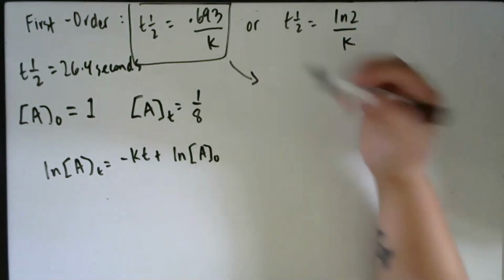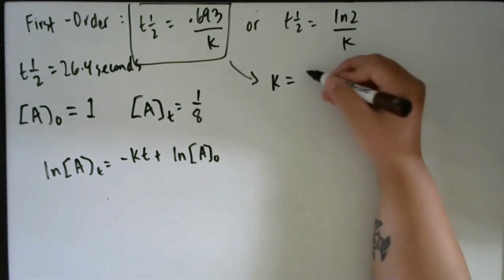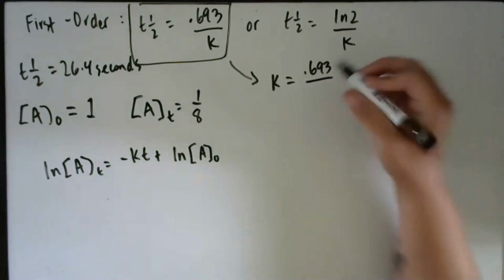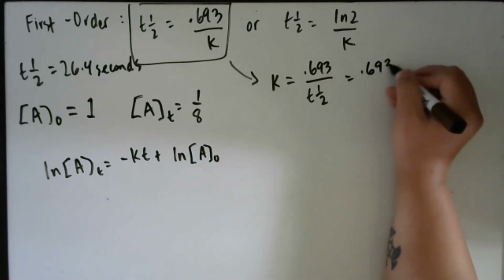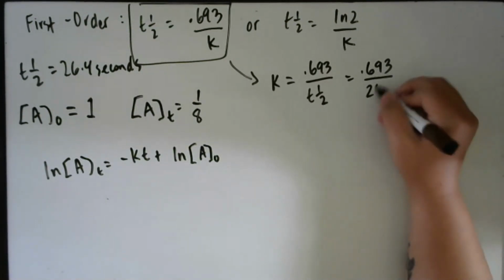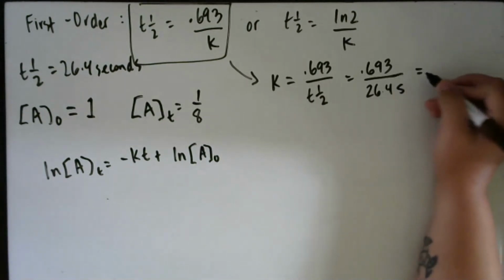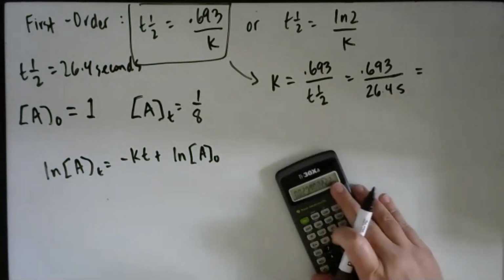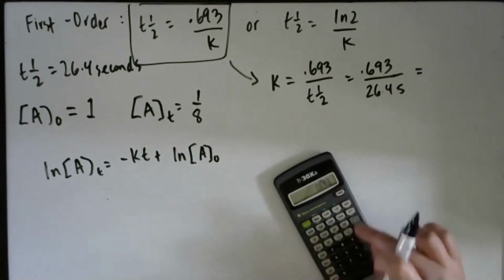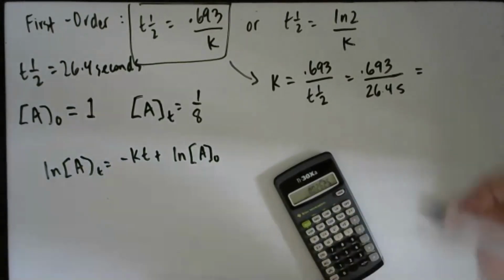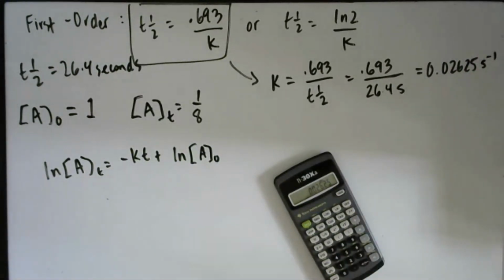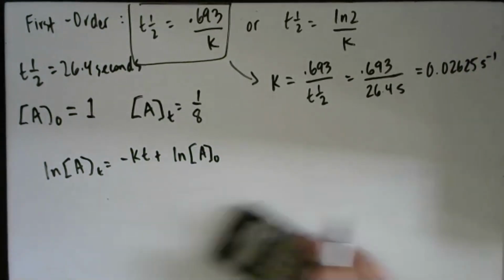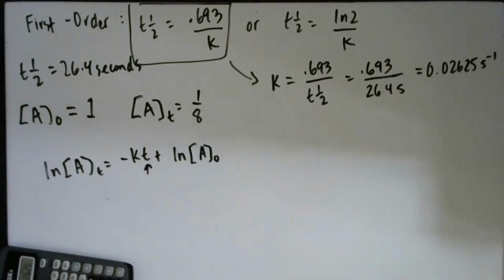Because we can rearrange this half-life formula and say that K is going to be equal to 0.693 divided by our half-life. And we know our half-life here because they told it to us in the problem, 26.4 seconds. All right, so now we have a K value. Now we have everything that we need to solve for this time value.